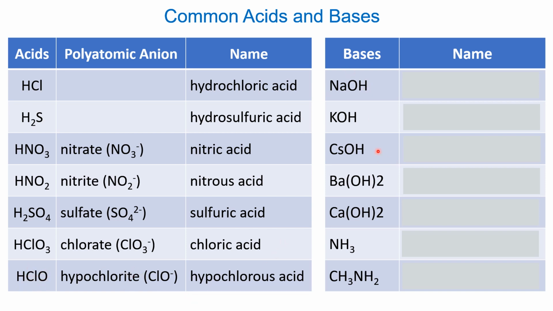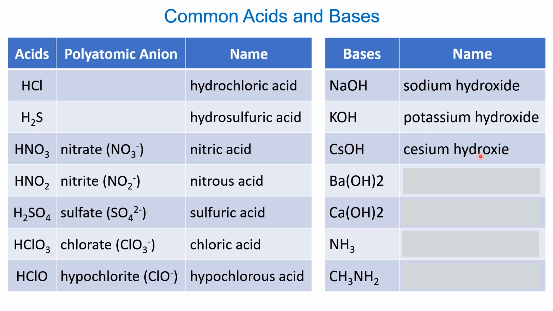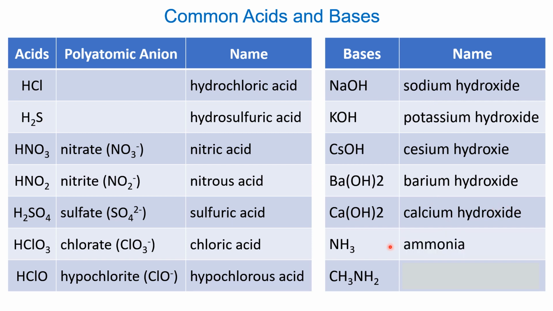Now bases will be a little bit easier. Here I list the 5 strong bases and 2 weak bases. This is sodium hydroxide, and this is potassium hydroxide. This is cesium hydroxide, barium hydroxide, and calcium hydroxide. Because they are all type 1 metals, you don't have to use a Roman numeral. This is ammonia, a weak base, and this is methylamine, an organic base. It's also a weak base. So that is all about nomenclature.